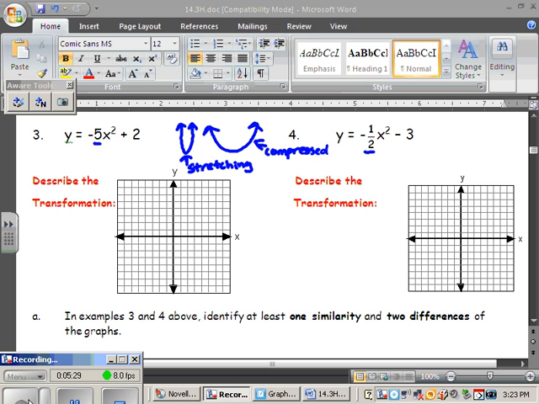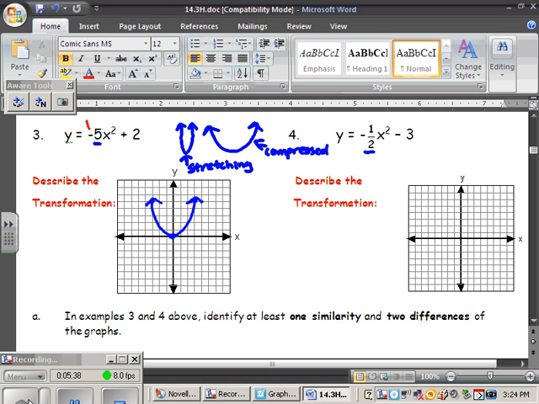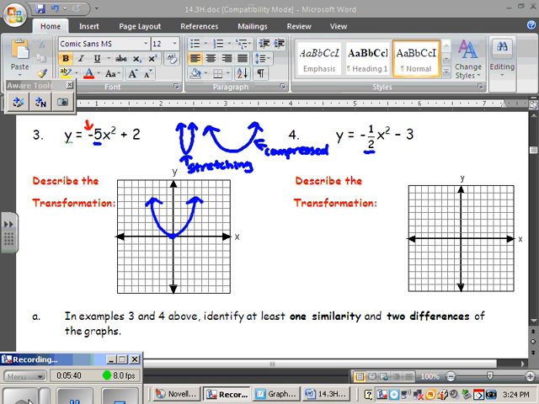So if you always start with y equals x squared. So if this were y equals x squared in blue, a couple things are going to happen. Notice the negative sign, so we know it's going to be flipped upside down. The 5 tells us it's going to be stretched, so it's going to be skinnier. And then the 2 tells us the y-intercept will be at 2. You have to start at the y-intercept. So let me put the y-intercept in red.